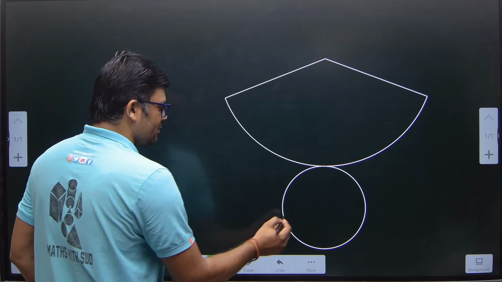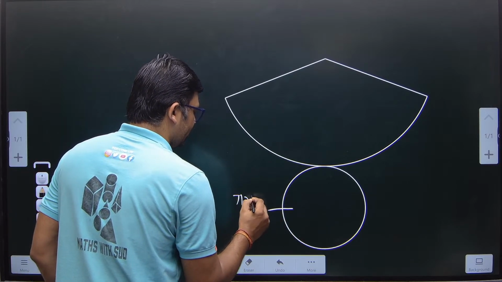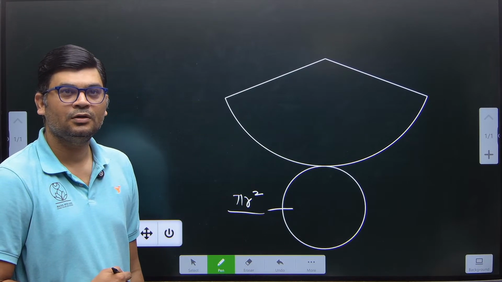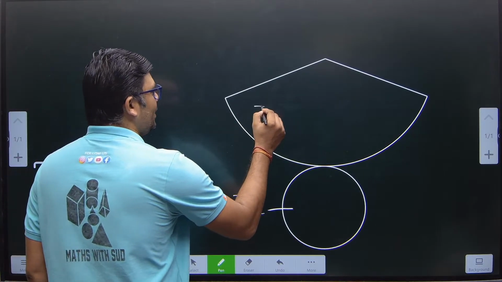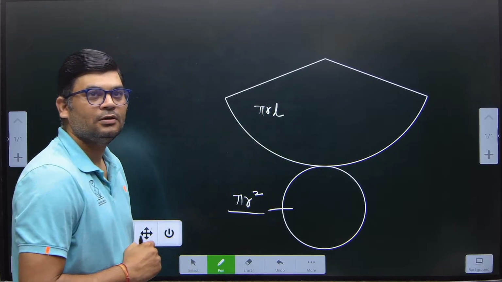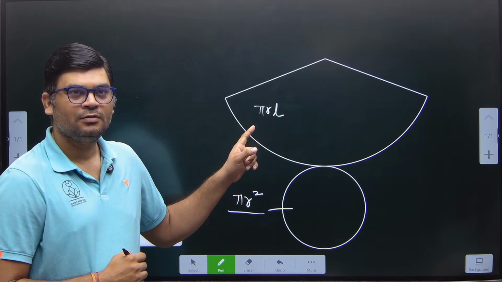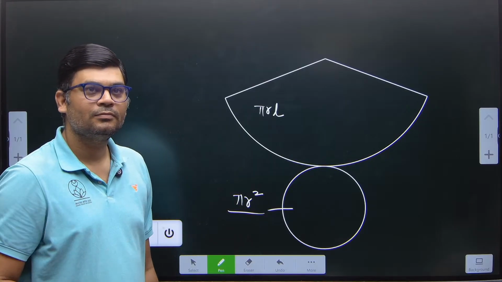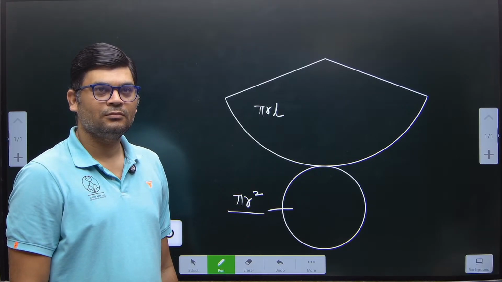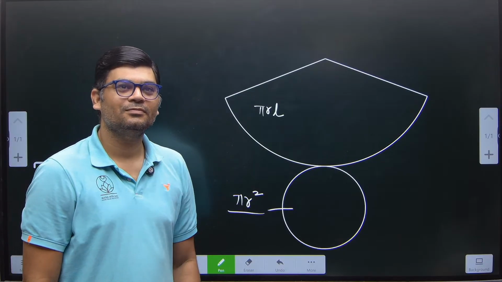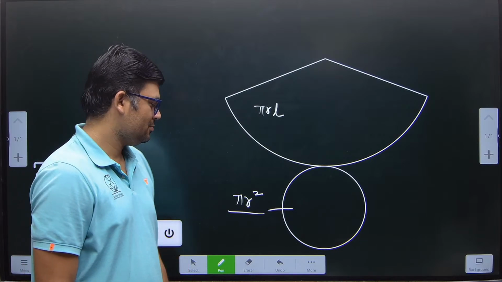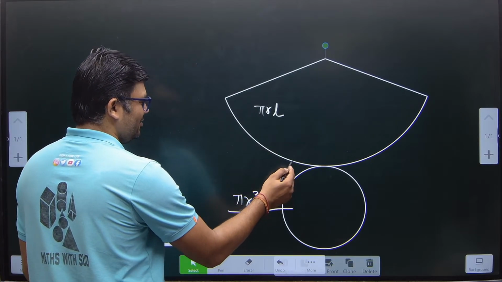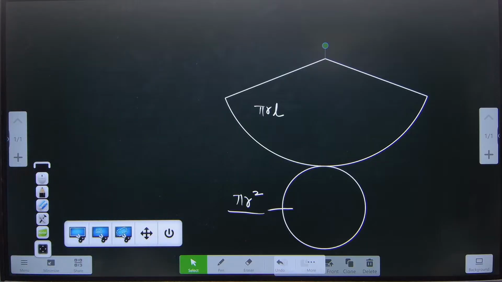What is the area of this? This is pi r square. And the area of this is pi r l. That looks kind of like a triangle though. I thought it would be like the top shape. It looks like a triangle, but it is a curved triangle.